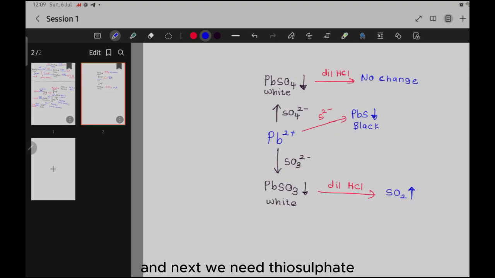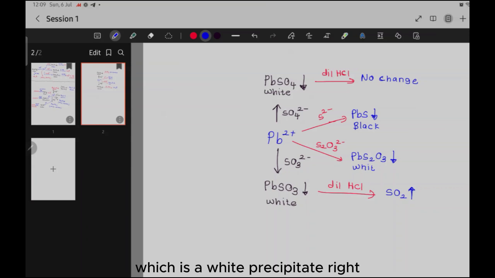And next with thiosulfate. What happens when you add thiosulfate, S2O3 2-? Same story, a white precipitate forms as in silver. It forms PbS2O3, which is a white precipitate.